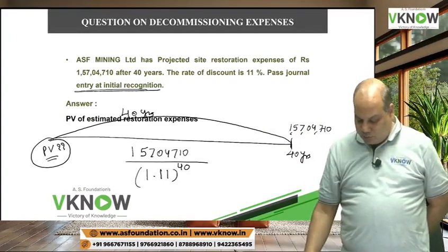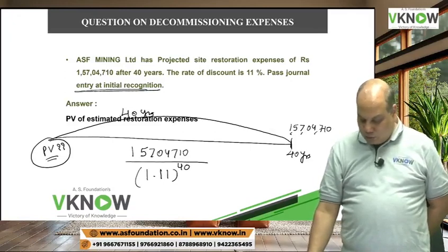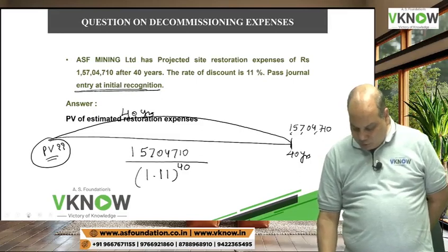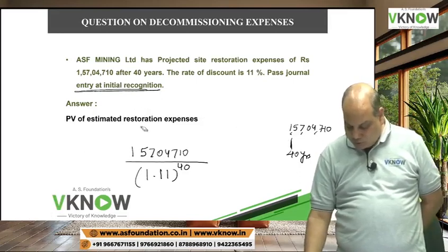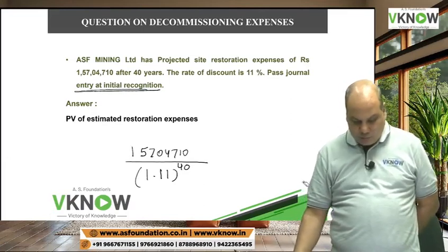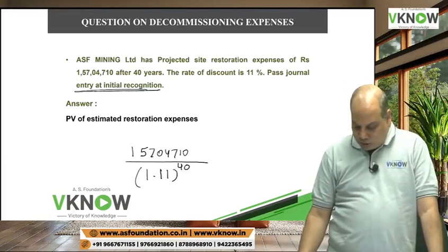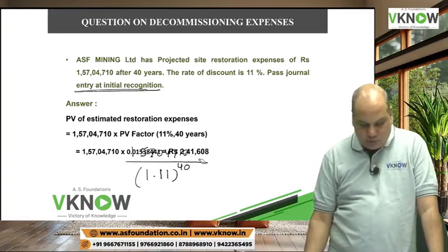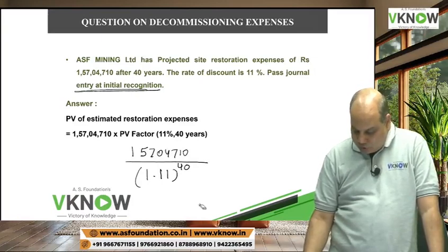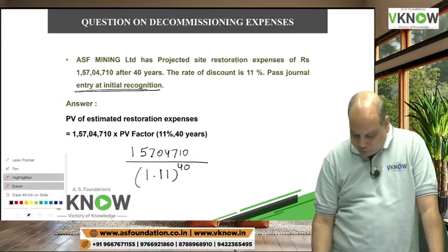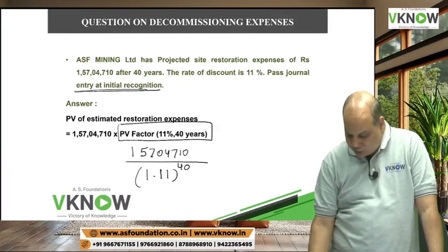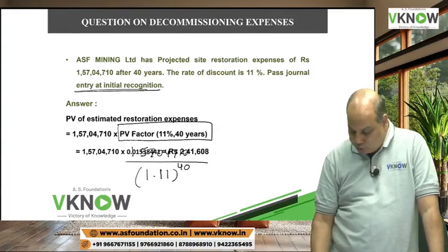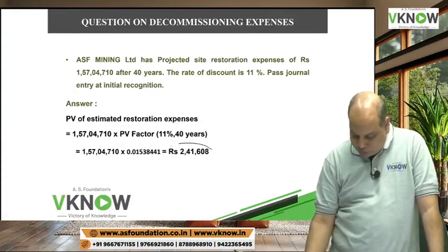The answer is present value of estimated restoration expense. This is your calculation. So I have started getting the answer. This is approximately 241,608. If you do this calculation, or in case the student wants to use the PV factor of 1 rupee, then also it's okay. Your answer should be 241,608.